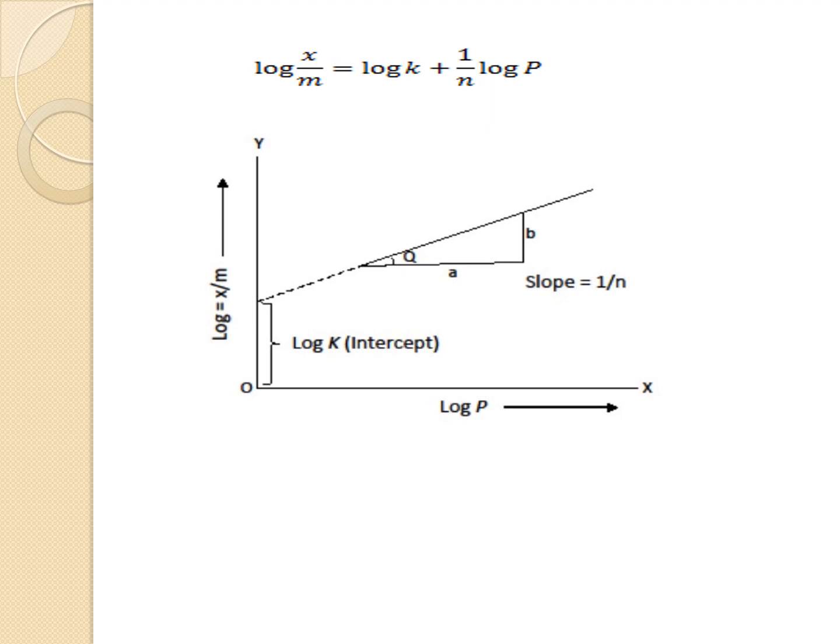From this graph, we can see that on the y-axis we have taken log x/m, on the x-axis we have taken log p, and a graph is being plotted. Here the log k represents the intercept, whereas 1/n is the slope.